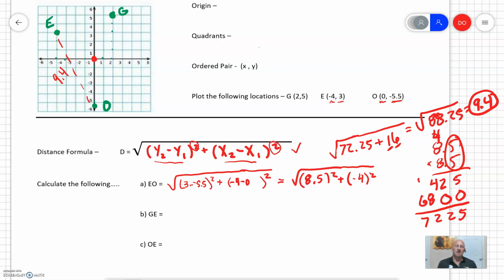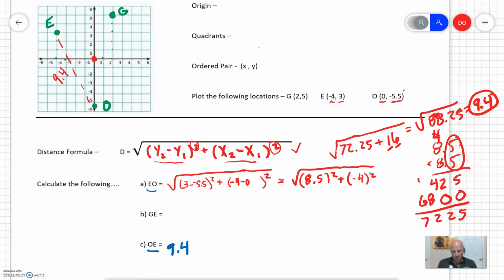And we can do this a couple times over. So we can calculate the distance between any 2 points. I'm going to jump to O and E. Oops, looks like O and E. From E to O and O to E, guess what the distance is from O to E? 9.4. Doesn't matter the direction, distance is always the same.